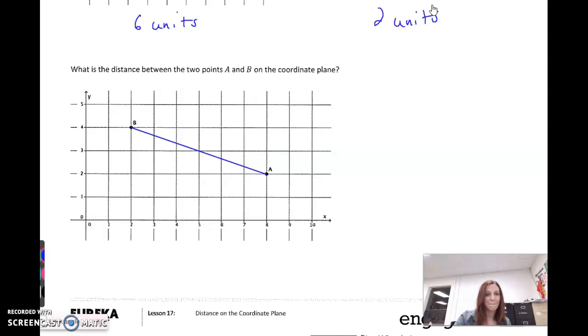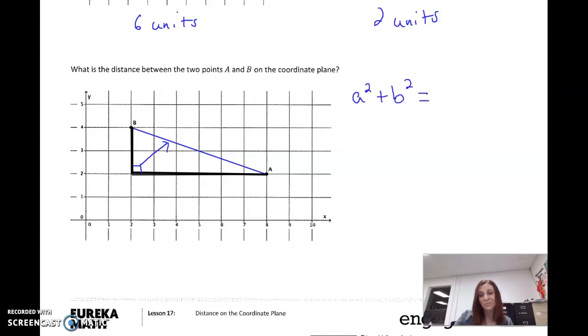Ready? What happens if I draw some more lines in? I think I should have used a little bit thicker of a line. What do you notice on the coordinate plane that I am drawing? Hopefully you're telling me it's a right triangle. So if I want to find the distance or a length on a right triangle, what do I use? We can use the Pythagorean theorem to help us find distances between 2 points on the coordinate plane.